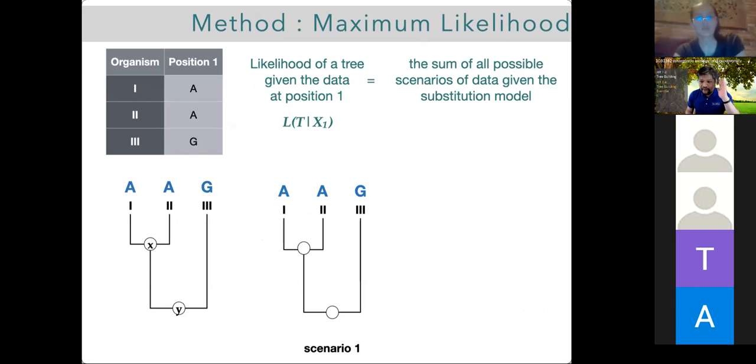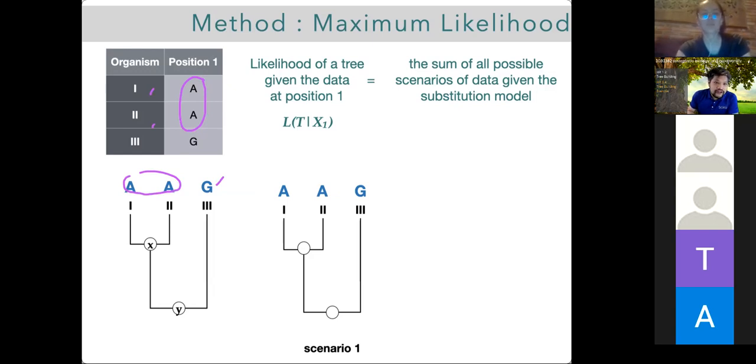So let's say we just have one position, right? A, G. Just look at one position, and you assume that, oh, these two have A's, so 1 and 2 must be related, and G is probably separate. So this is your hypothesis. What happened?